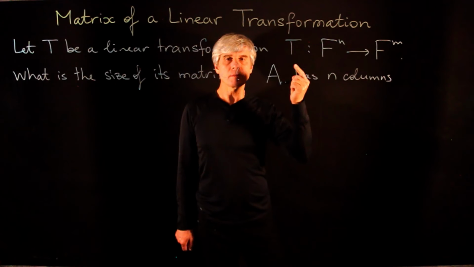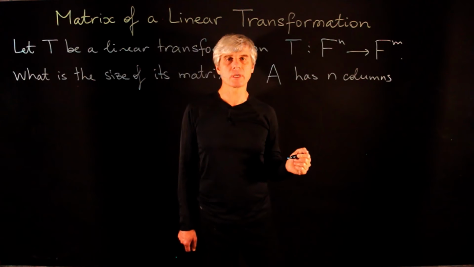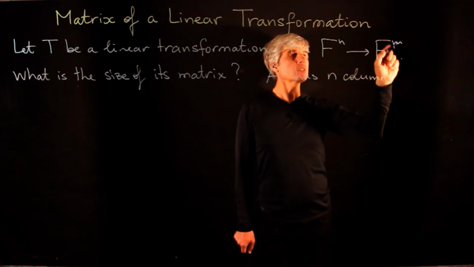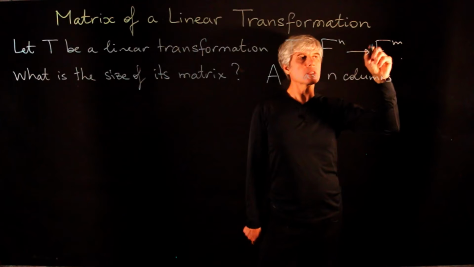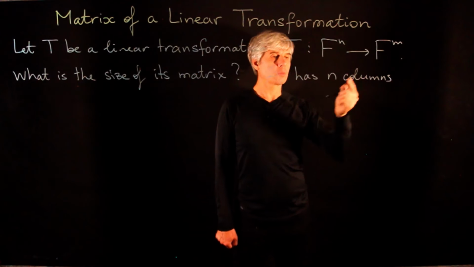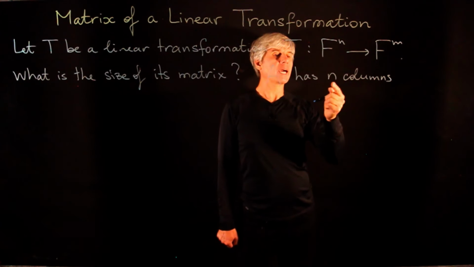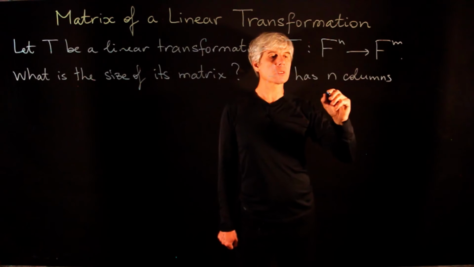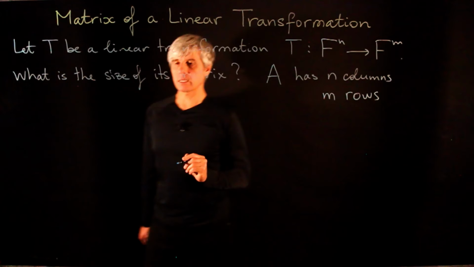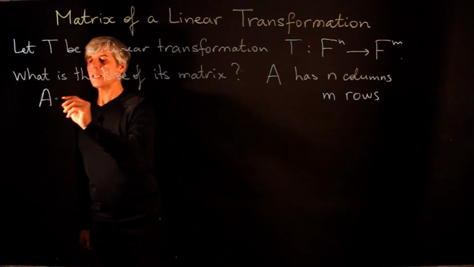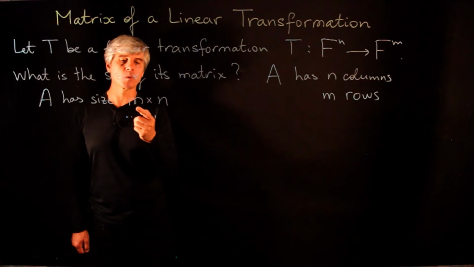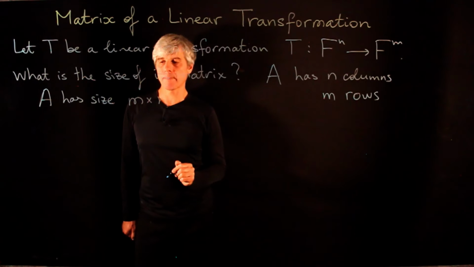Now, what's the size of each column? How many components will each column have? Each column is an image of a basis vector, so this image occurs in the space Fm. And so each image has m components. Since each column has m components, this matrix must have m rows. So we conclude that A has size m by n, so m rows and n columns.